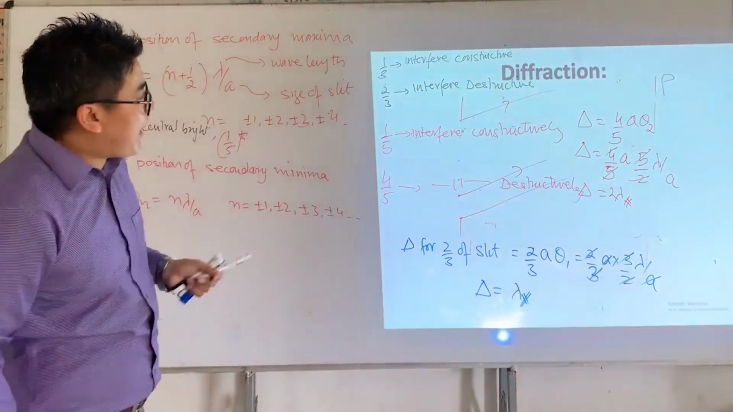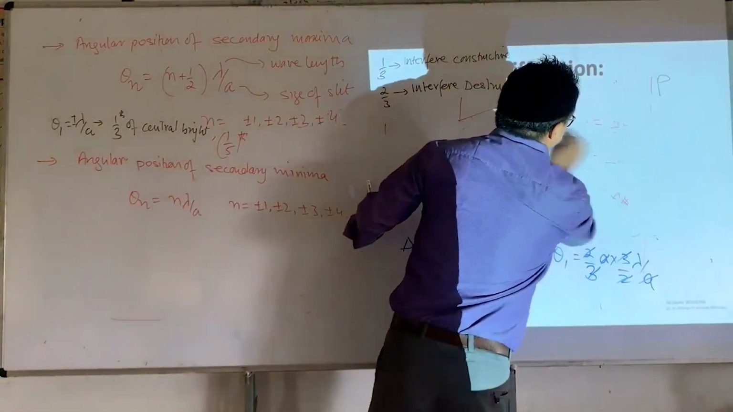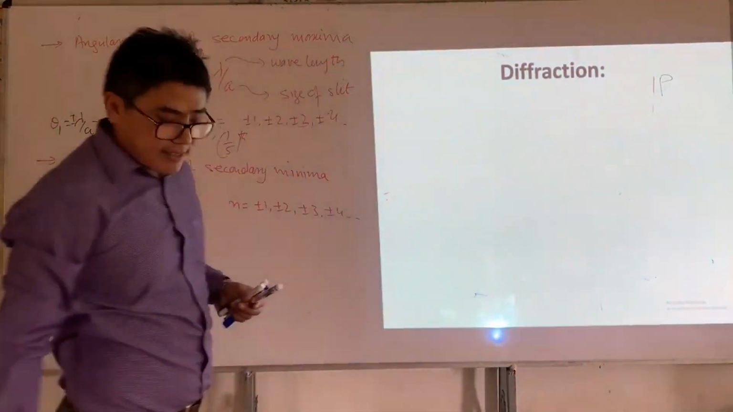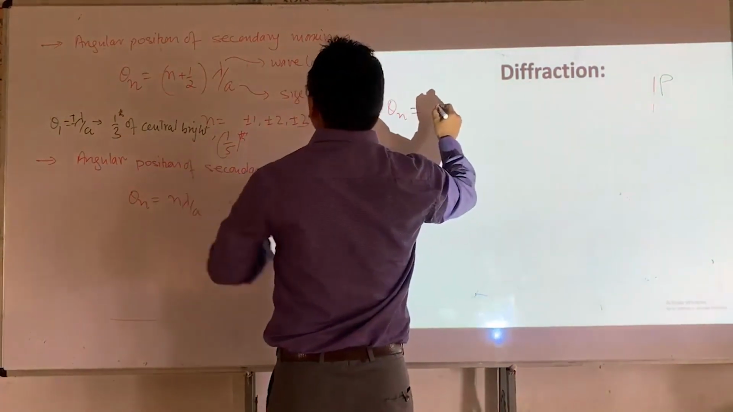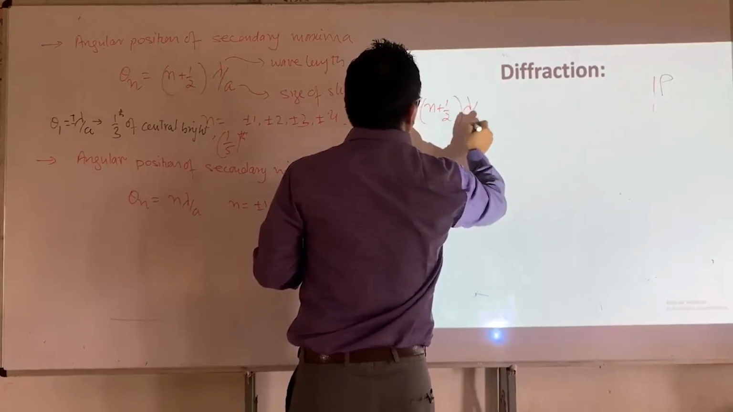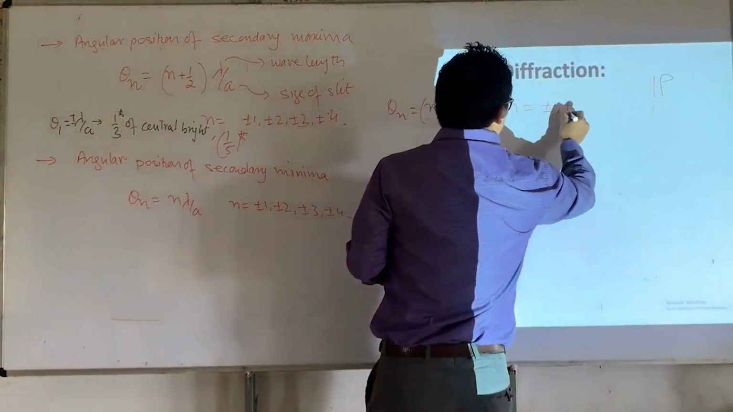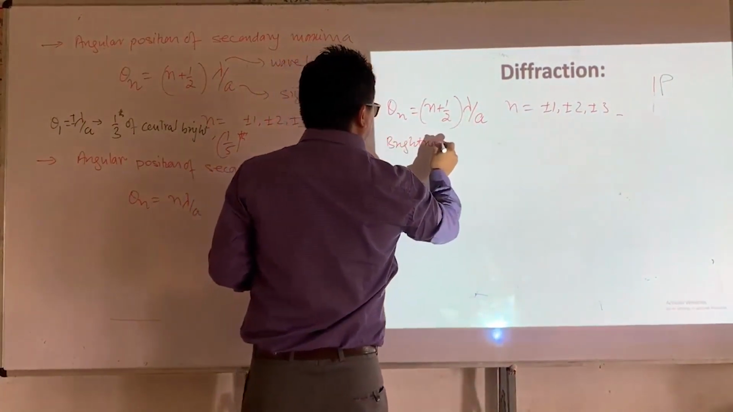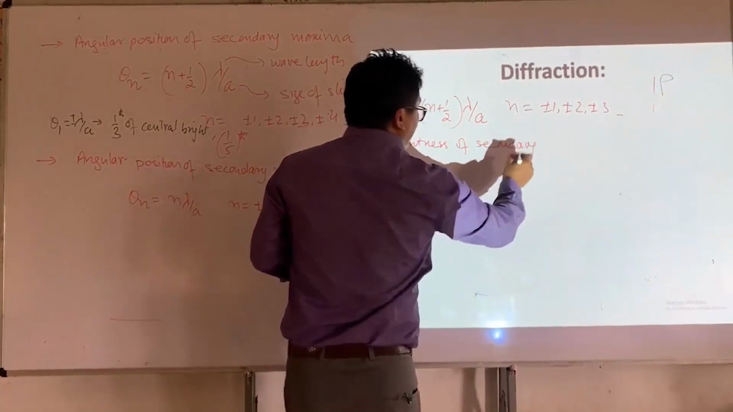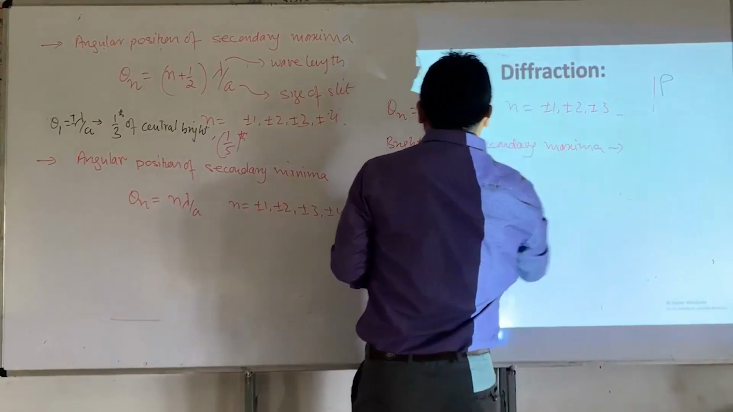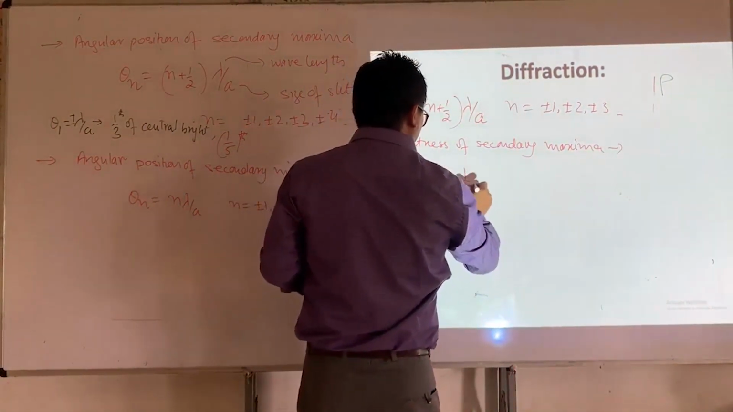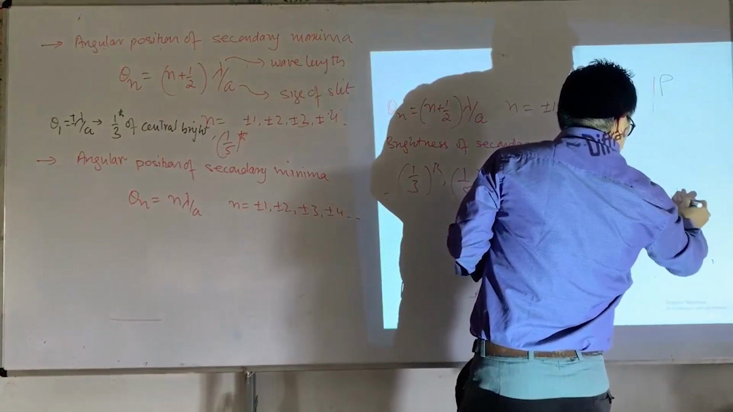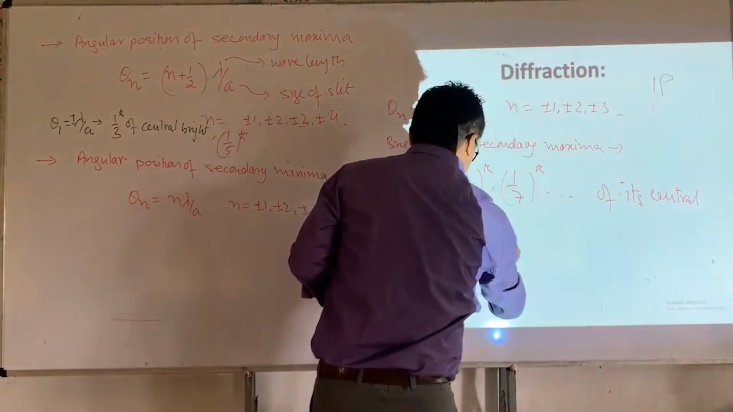So on. Therefore my conclusion here is for secondary maxima, the angular positions are what we call as (n + 1/2) lambda by a, where n is equal to plus minus 1, plus minus 2, plus minus 3, and the brightness of secondary maximas would be 1/3, 1/5 and 1/7, and so on, of the central maxima. This is what we have.